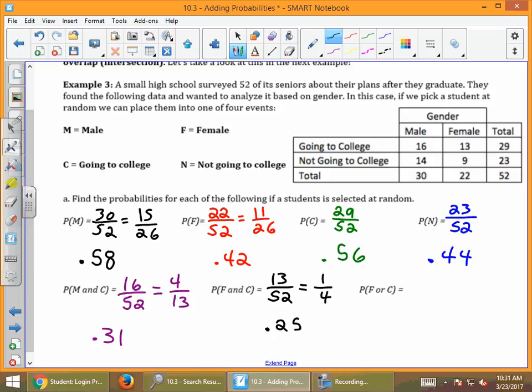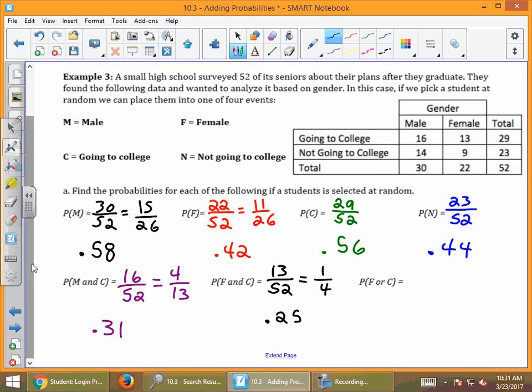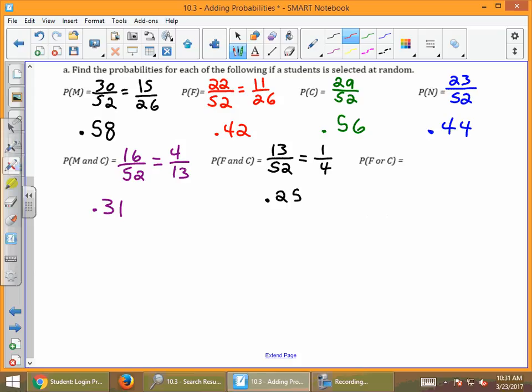Now, what's different about that next one? It's different than these two. Why? So whenever you see or, what do you need to do? Well, we're going to write down the formula. There's subtraction involved in that. So we're going to find the probability of the first one. So here's what I'm writing down. Anytime I see that or, the probability of the first event, probability of it being female, plus the probability of it going to college, minus the probability of F and C.